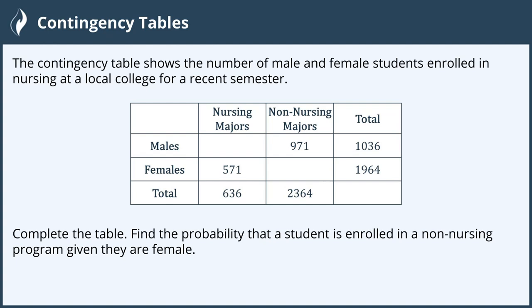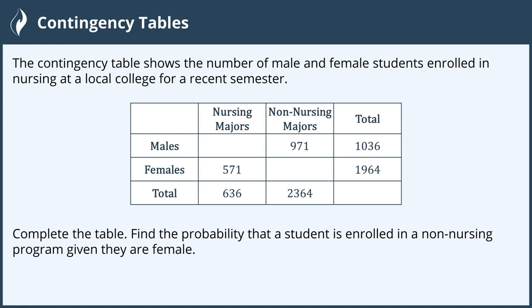Hi everyone! In this video, we will be filling out a contingency table. The contingency table shows the number of male and female students enrolled in nursing at a local college for a recent semester. Complete the table. Find the probability that a student is enrolled in a non-nursing program given they are female.